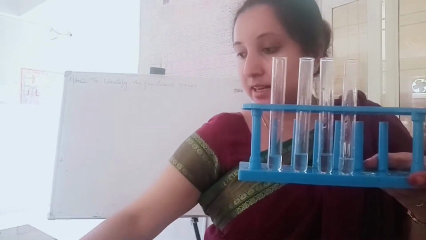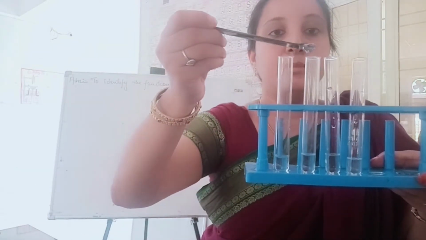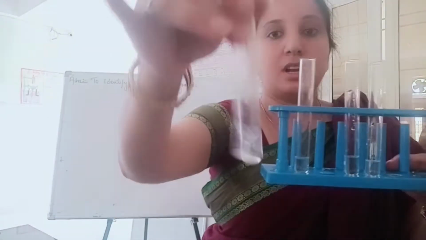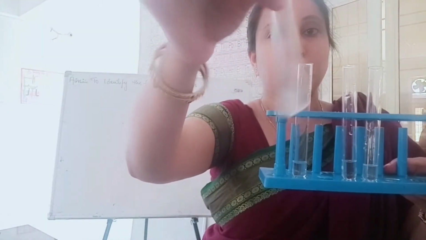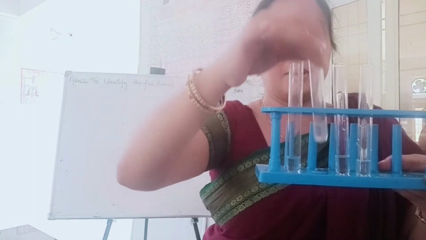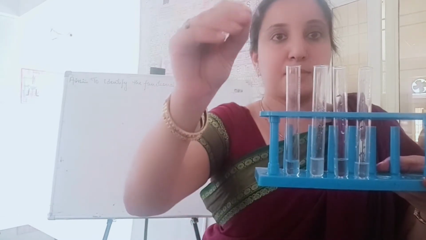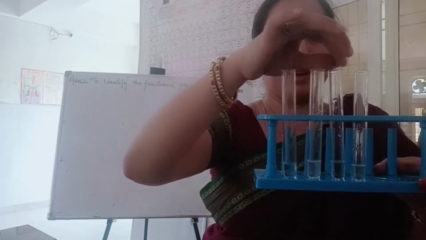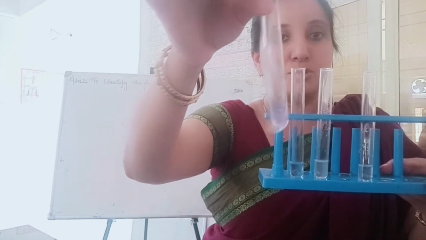Now in the second test tube I am going to add the sodium carbonate. Again nothing has happened. No color change, no precipitation, nothing. Now this is my blue litmus paper, which I am going to add to the NaOH. The color is not being changed.